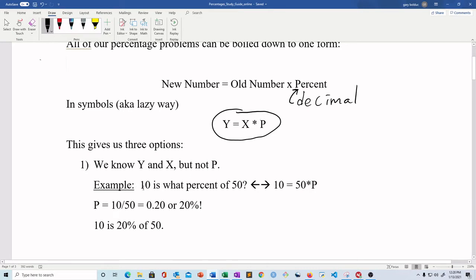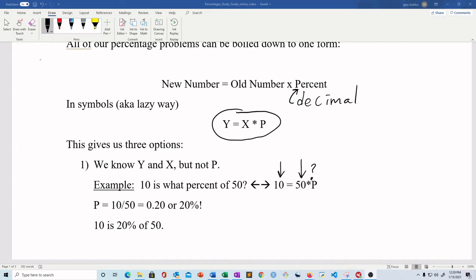Well, here's an example: 10 is what percent of 50? So I say, okay, 10 is my new number, so that's why I plugged it in for the new number here. 50 is my old number, and then p is my percentage. I don't know this; I've got to find that out. Every time we're in this form, it's the same idea. I've plugged in, and I just now have to solve for p.